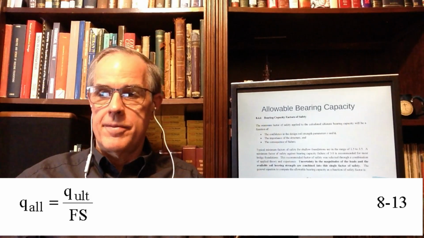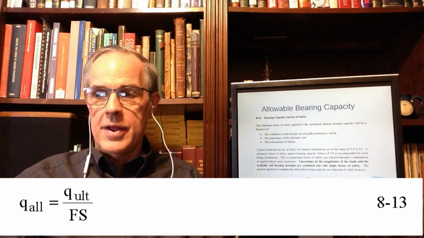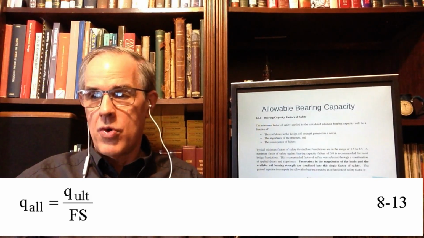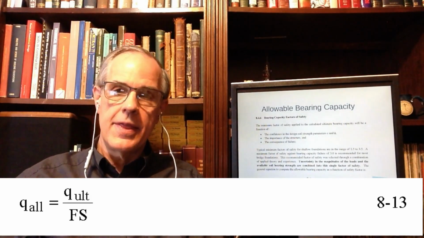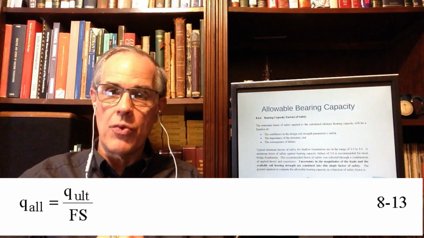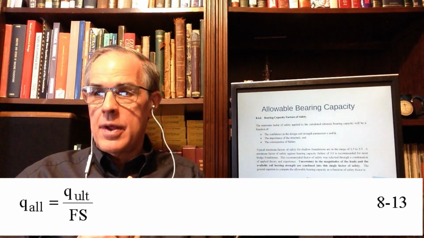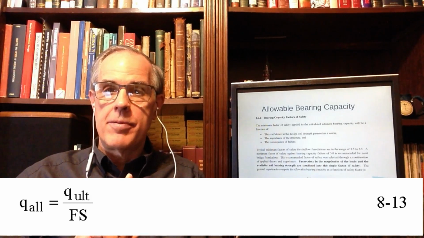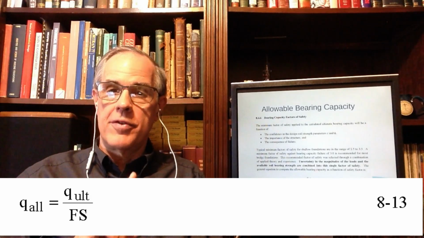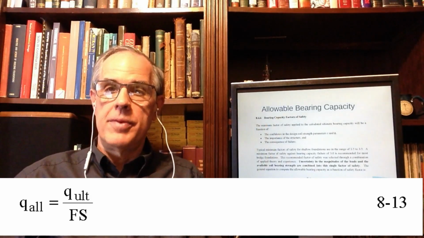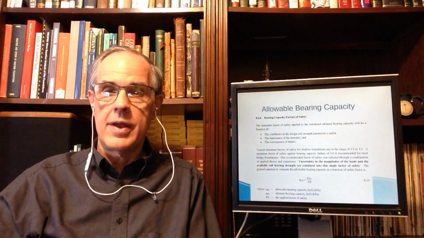Allowable bearing capacity. The factor of safety is very simply the ultimate over the allowable, or the allowable is the ultimate over the factor of safety. That can be computed in one or two ways. It can either be computed on the basis of pressures, or it can also be computed on the basis of force. I'm going to show you an example of that in just a second. Either way is acceptable.